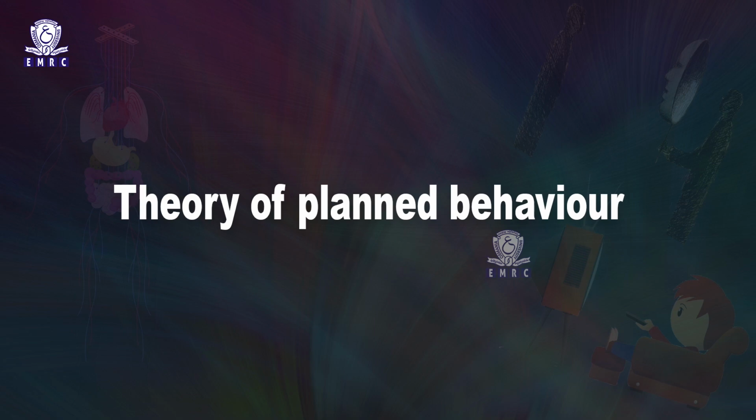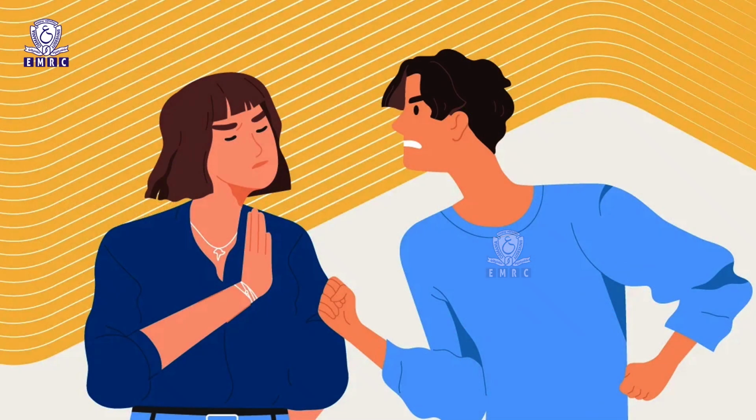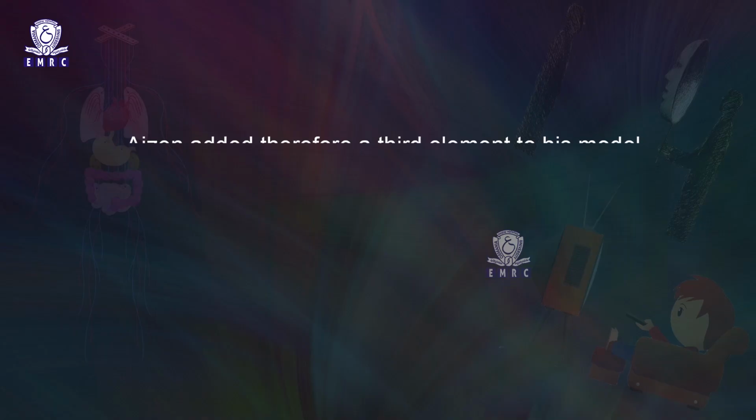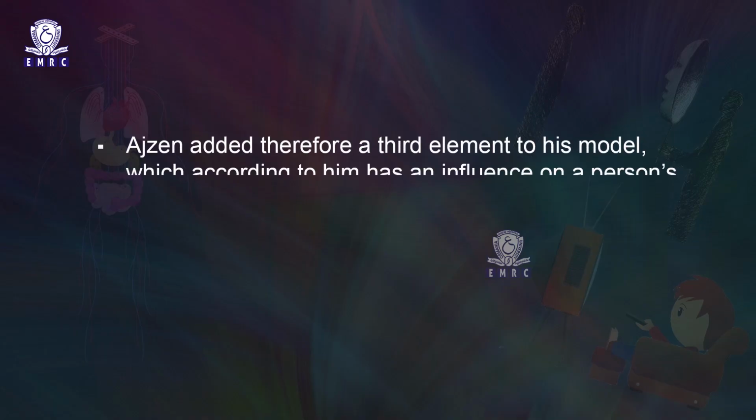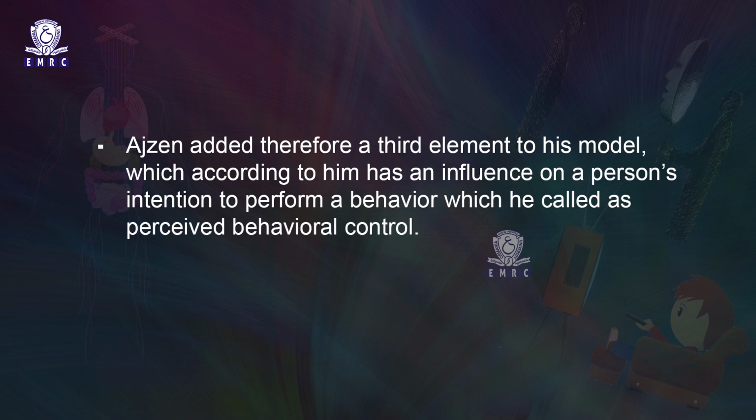Next, we are going to talk about the theory of planned behavior. The theory of planned behavior is an extension of the theory of reasoned action. According to the theorist, the need for this new model resulted from limitations of behavior on which people had little control. Ajzen therefore added a third element to this model, which according to him has an influence on a person's intention to perform a behavior, which he called perceived behavioral control.